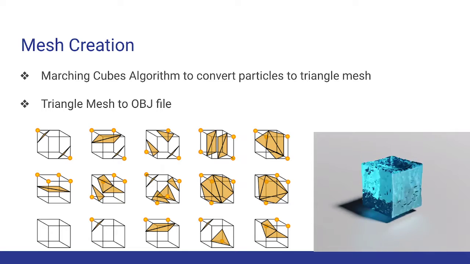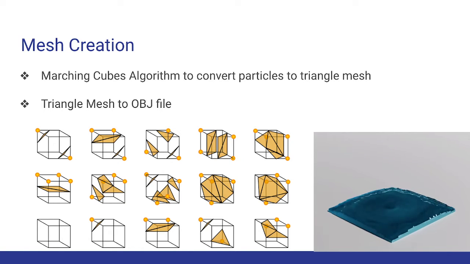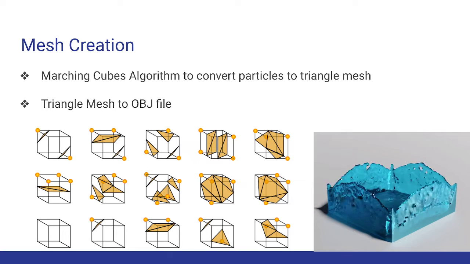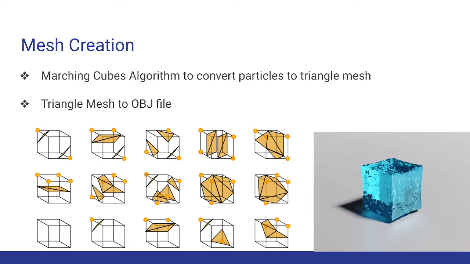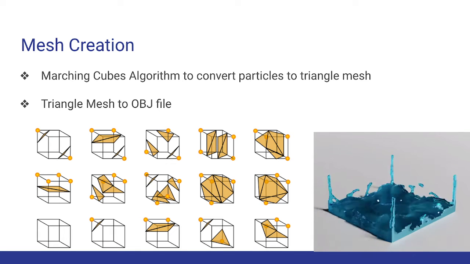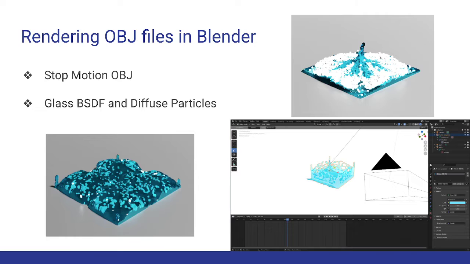For mesh creation, we implemented the marching cubes algorithm, which subdivides our environment into small boxes and decides if it should render a triangle at each box edge depending on the value returned by the ISO function. For each frame, we convert the triangle meshes into an OBJ file. To render each frame into a video, we use a Blender add-on called Stop Motion OBJ.